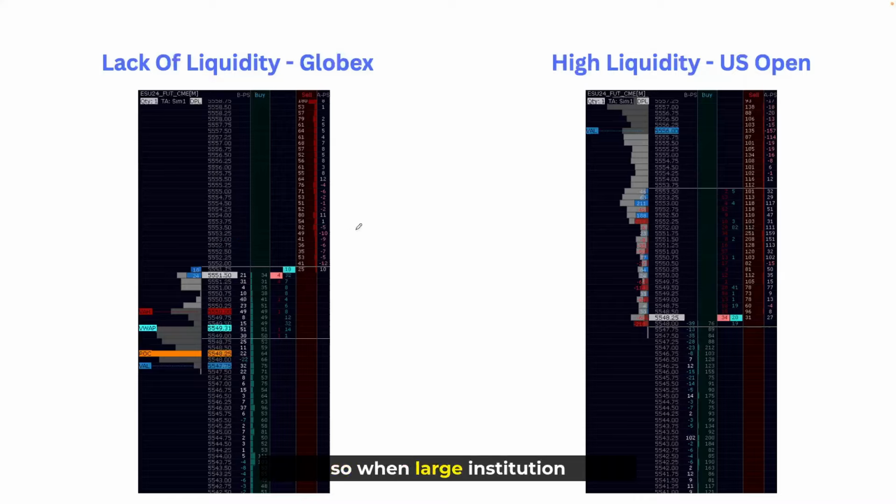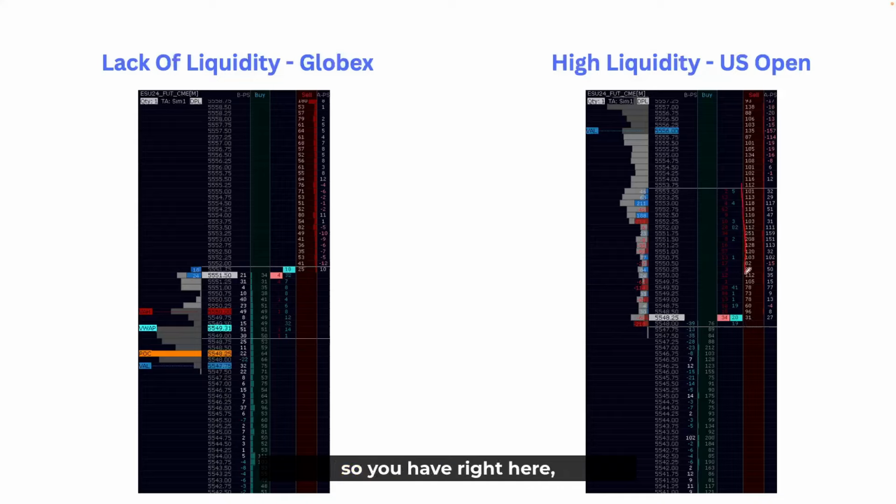So when large institutional investors take participation in the market, more often than not, they don't want to trade in lack of liquidity markets. So they don't want to trade in Globex more often than not. When they have to place a position of high magnitude, or even 1,000 contracts, they will refer to the high liquidity US Open or the US Close, where per tick you also have like 200 contracts, as you can see here. And if they want to place an order, they will not negatively affect the price as much.